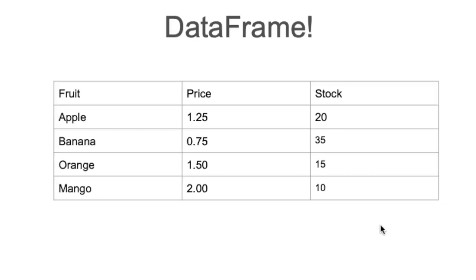Next, we need to create a data frame. A data frame converts data into a table-like structure. For example, on the slide over here, we have a dictionary because of these curly brackets, and the data inside of the dictionary. So we have fruit data, we have price data, and we have stock data. And what a data frame does is that it takes data like this and it turns it into a nice table format. So we have a column for fruit, a column for price, and a column for stock.